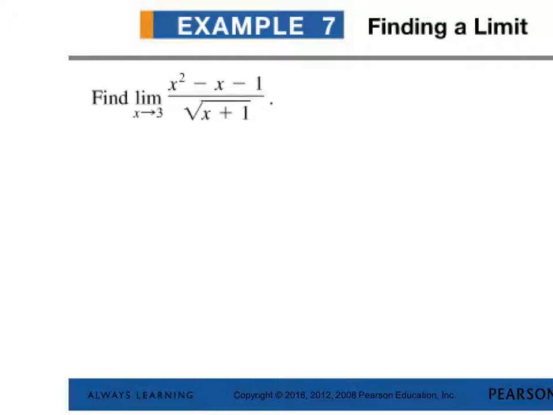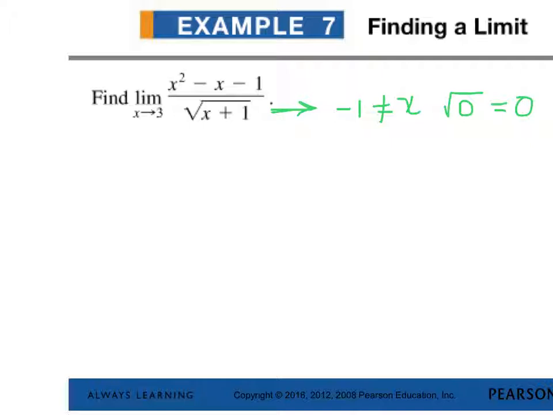So here we have another example. Find the limit as x approaches 3 of a trinomial divided by a square root function. Now the only issue we would have here would be if x were -1, then we would be taking the square root of 0, which is 0. So that means x can't be -1.